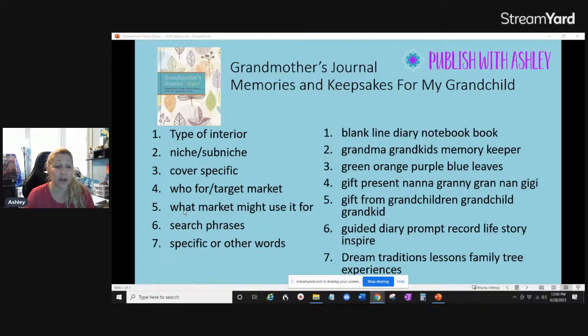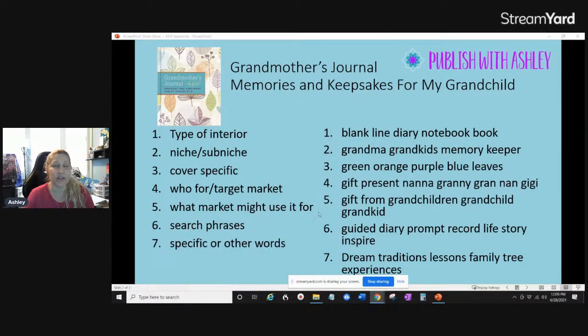Okay, where was I? Number 5, what the market might use it for, and this is like a search term for who might be searching for it, what they might use it for. I know I have gift repeated, and from is a small connector word, but I thought as a phrase people might actually type in, gift from grandchildren. You know, people are looking for a gift from a grandchild or grandkid, right? So I put those in.